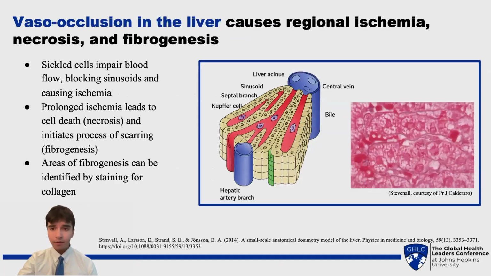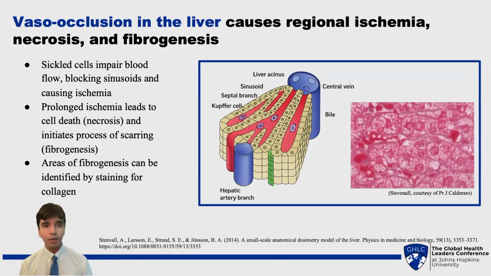So, in this simplified liver on the left, there are a few different vessels: the hepatic artery branch, sinusoids, and the central vein. Generally, the sinusoids are occluded with sickle cells as they are smaller vessels. When this happens, the liver can't get blood from point A to point B, causing ischemia.